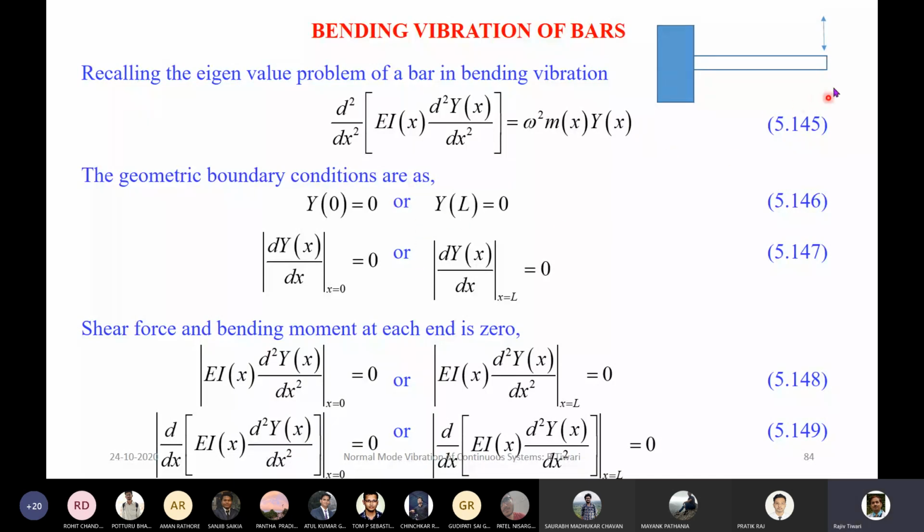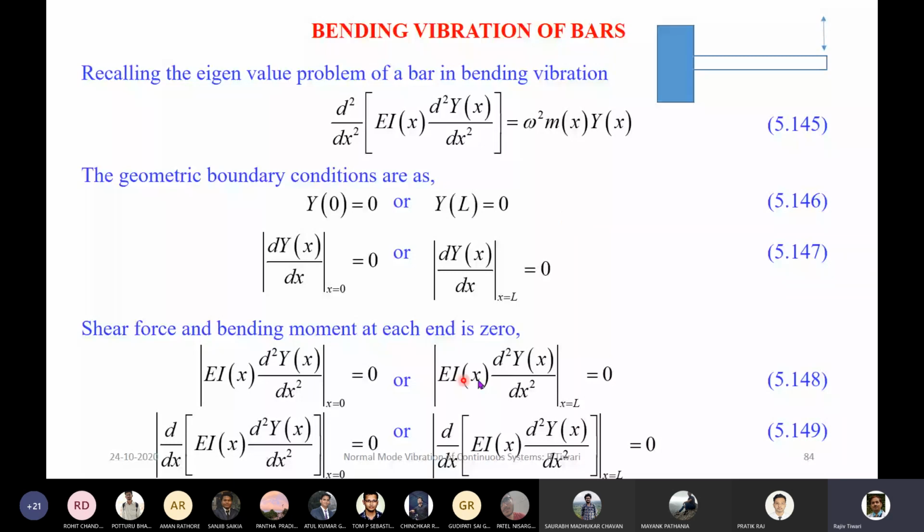But if you see x is equal to L, for this particular case, we know that the bending moment and the shear force are 0. So these boundary conditions will be valid for that. This is the bending moment at x is equal to L, and this is the shear force at x is equal to L. So for the cantilever case, the first two boundary conditions and the last two boundary conditions will be valid. But these boundary conditions show what other possibilities there are. If we have a free beam or both sides fixed, then other cases can be there.